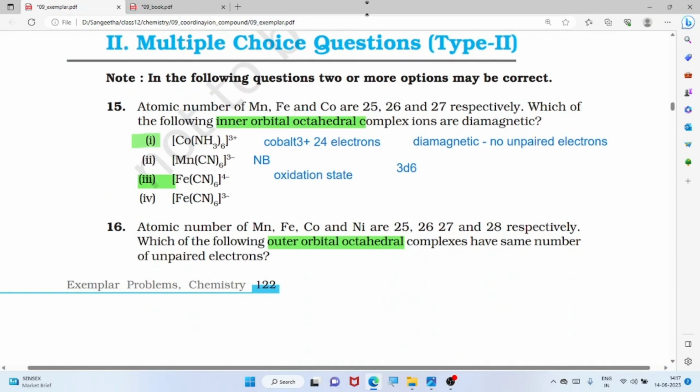The atomic numbers of manganese, iron and cobalt are given. Which of the following inner orbital octahedral complex ions are diamagnetic? Diamagnetic means there should not be any unpaired electrons. So you have to first find out the oxidation state of cobalt, iron, manganese. After that you have to draw the d orbital. Then based on that we have to see whether there is an unpaired electron or not.